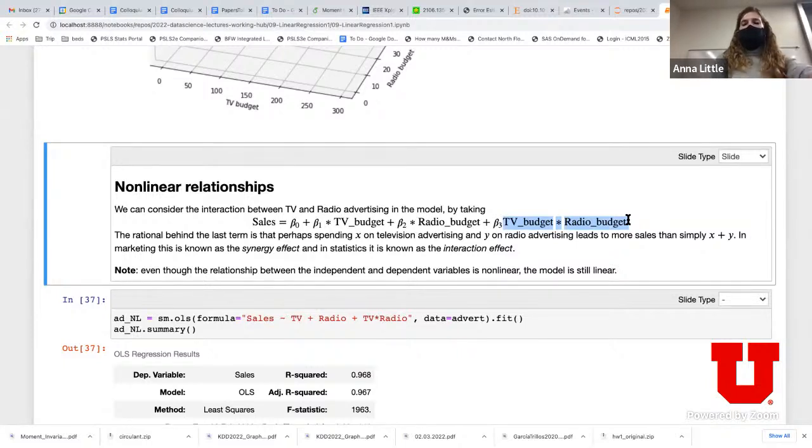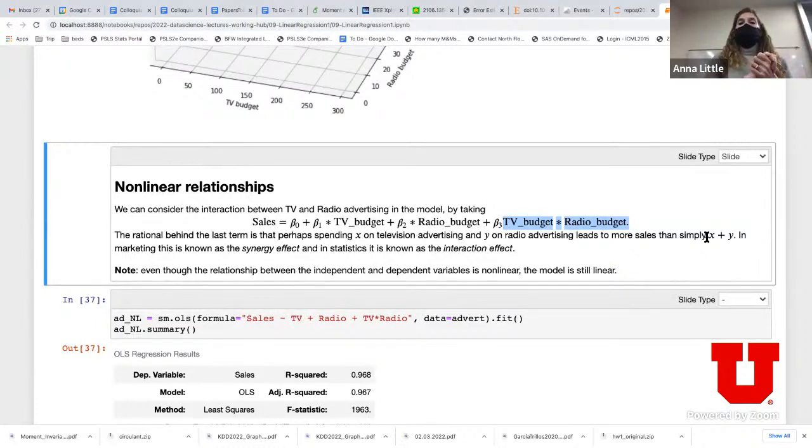And so here, the idea is that maybe when we spend X on TV and Y on radio, the benefit to sales is more than X plus Y. Maybe we get some extra synergy by doing both of these things that increases the sales more than just doing them individually and adding the effects.